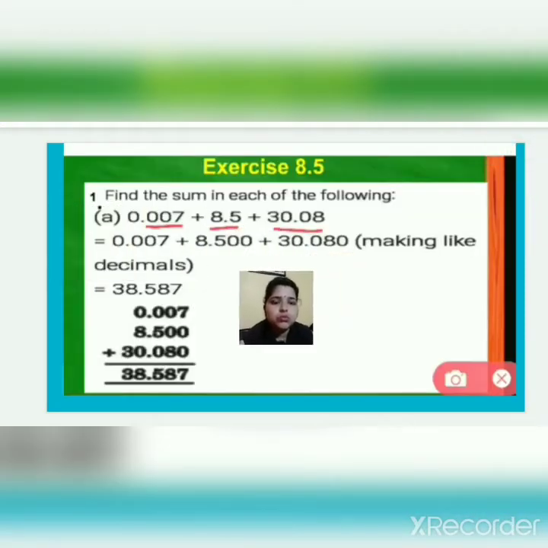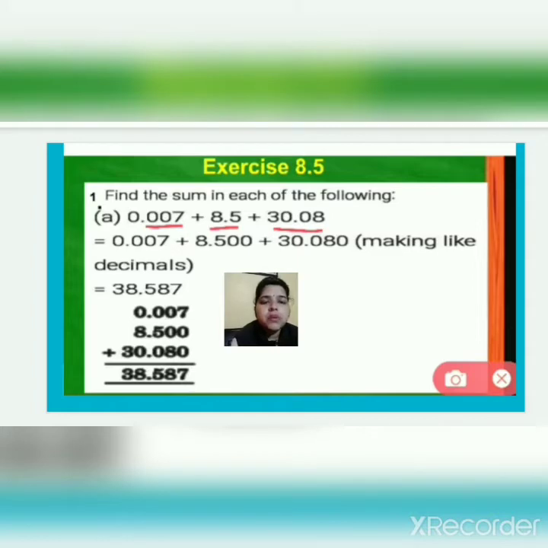So today we are going to start the exercise related to this topic we have discussed. Exercise 8.5, this is the second last exercise of this chapter. The first question we have: find the sum of each of the following. We need to find the sum for these numbers: 0.007 plus 8.5 plus 30.08.